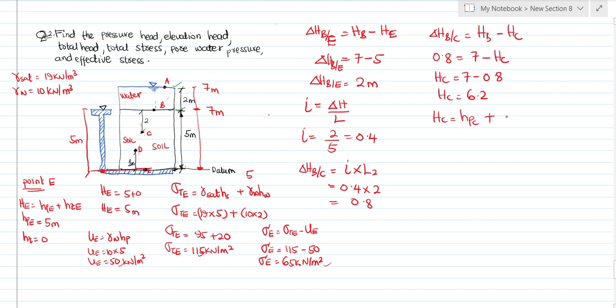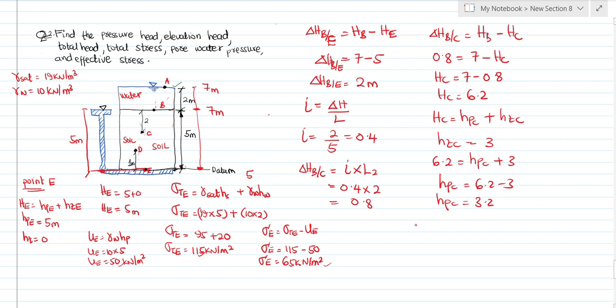Now, if the total head is 6.2 at C, that is pressure head at C plus what? Elevation head at C. Now, what is the elevation head at C? It's from the datum to here. So that is what? 3 meters. Because from here to here is 2, and from here to here is 5, so that will be 3. So that is 6.2 equal to pressure head plus 3. So pressure head is equal to 6.2 minus 3. The pressure head is equal to 3.2.